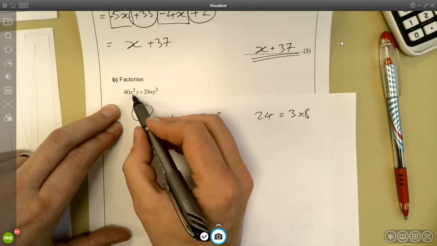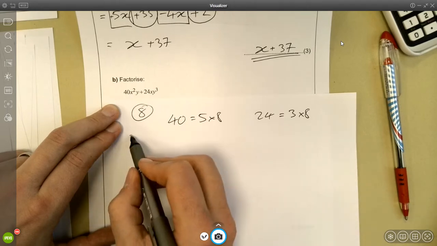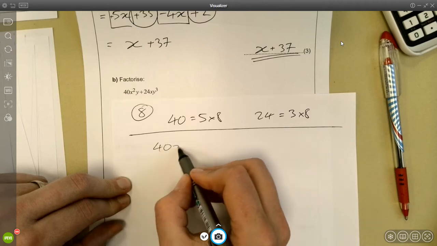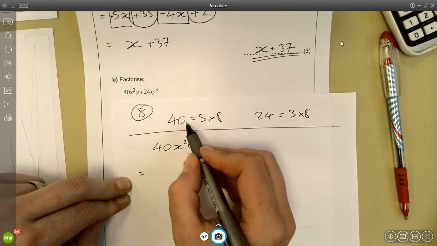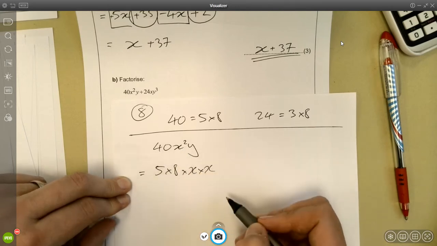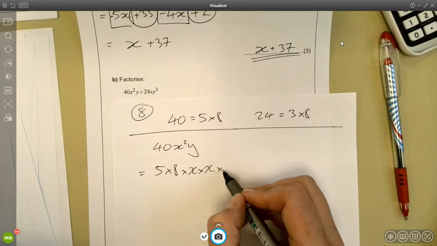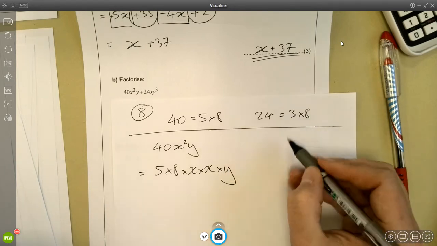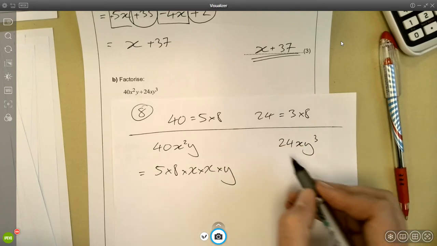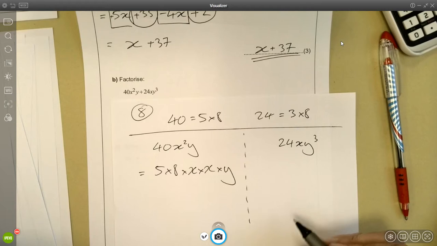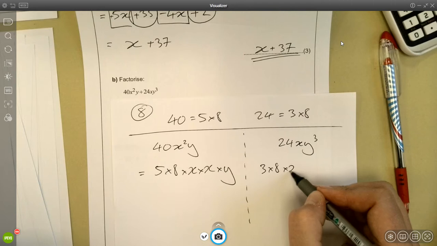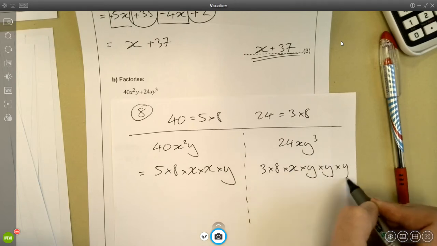I'm also seeing x's and y's. So let's break 40x squared y down. 40x squared y, I'm thinking of 5 times 8. x squared is x times x, and then times y. Over this side, we've got 24xy cubed. Well, 24 is 3 times 8. And then it's x times y times y times y.